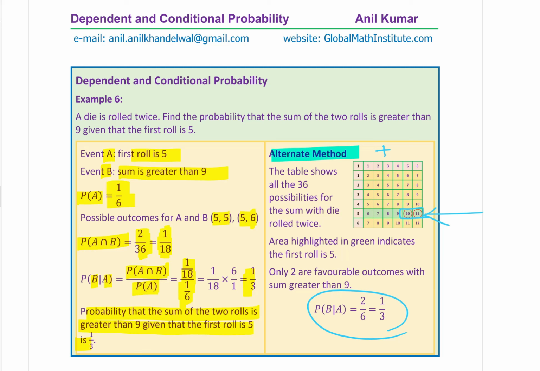So restricting the domain and then working it out is an extremely good policy for conditional probability questions, especially when we have dependent and conditional probability cases. I hope that makes sense. So with that, we come to an end of our video. We have learned a lot.